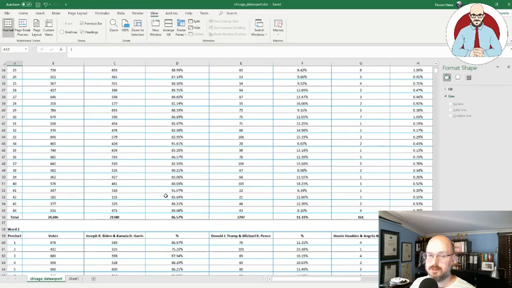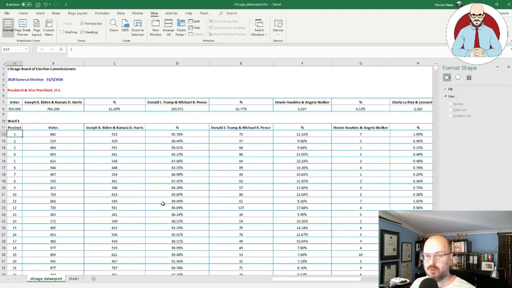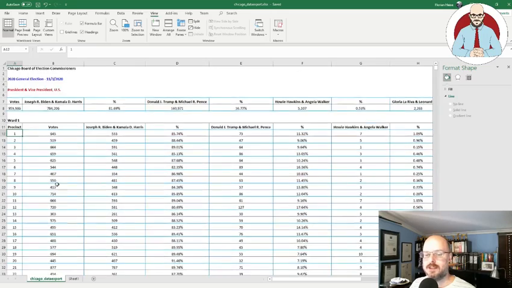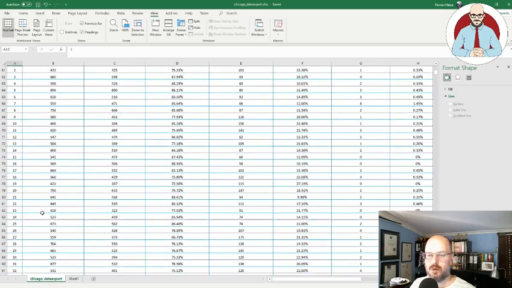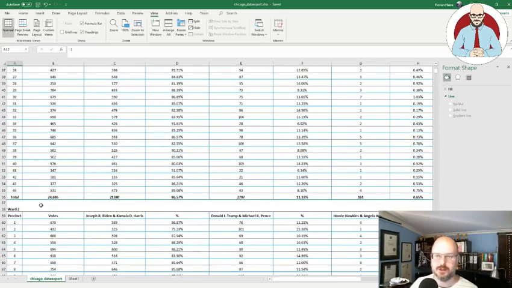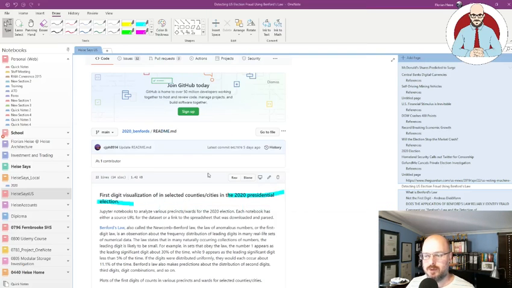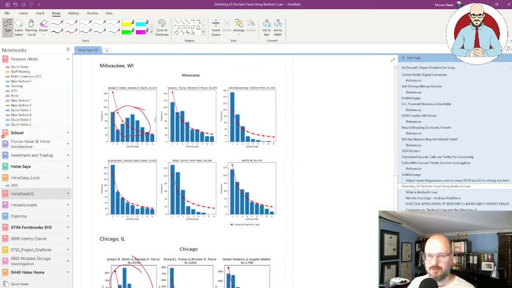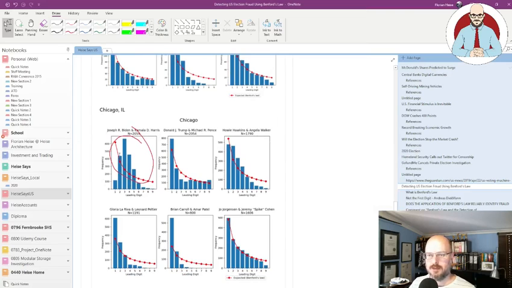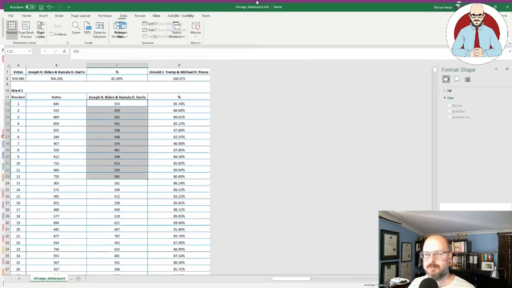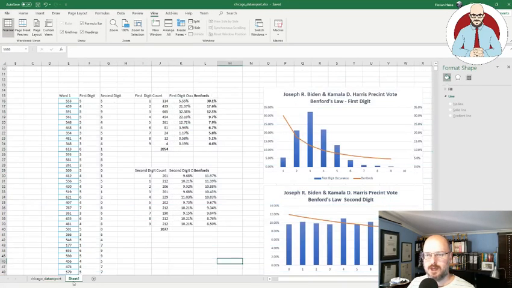And you can see how many people voted in each precinct. Then it's divided up by ward. So what did I do with this data to try and get this? Well, I just focused on Joseph and Kamala because their data came up with the more interesting figures here and here. So I thought I'd have a look at that. So I did the sums.